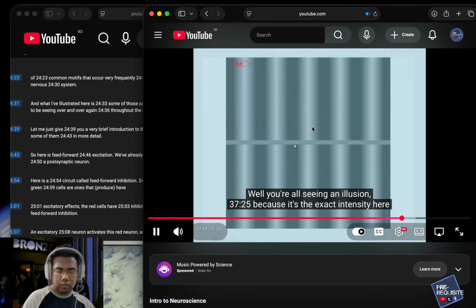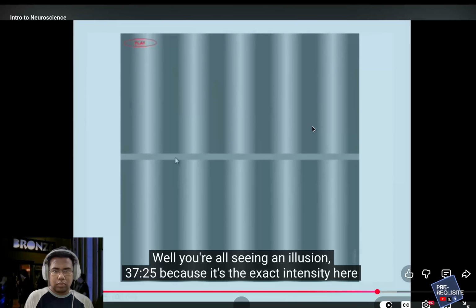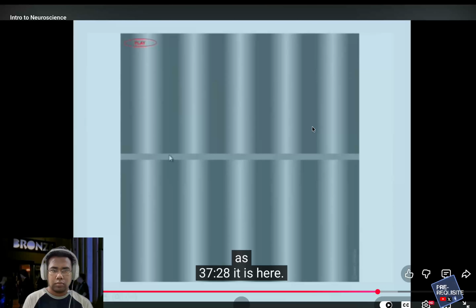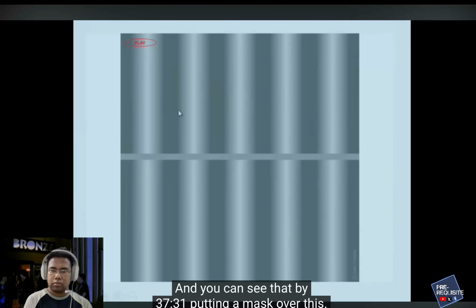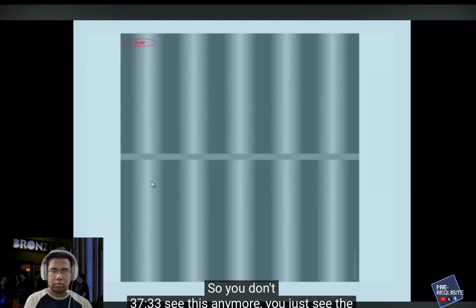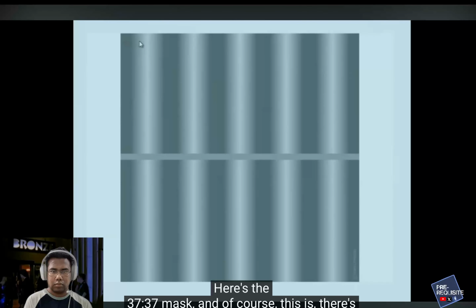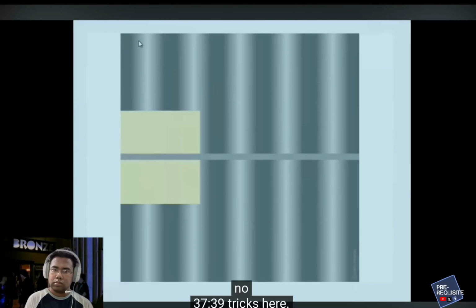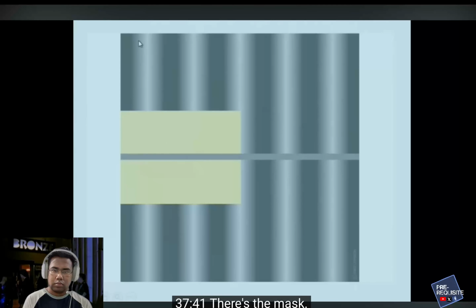Well, you're all seeing an illusion because it's the exact intensity here as it is here. And you can see that by putting a mask over this. So you don't see this anymore, you just see the horizontal bar. Here we go, here's the mask. And there's no tricks here. There's the mask.